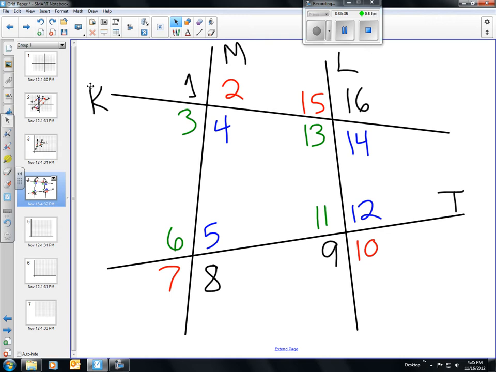Then you would be asked, what is a pair of consecutive interior angles on line M? So a pair of consecutive interior would be angles 4 and 5, or angles 3 and 6.